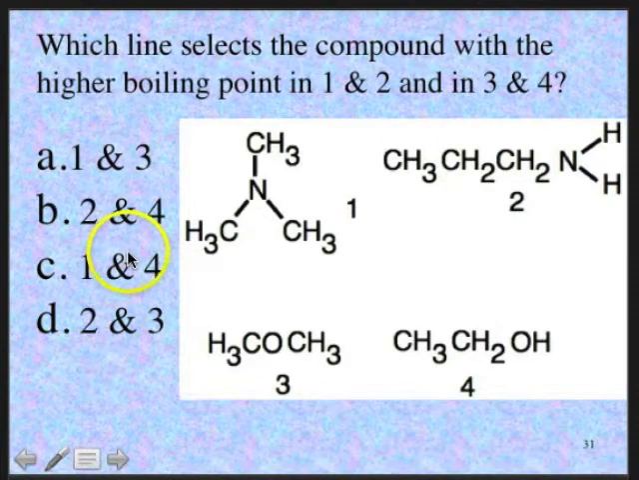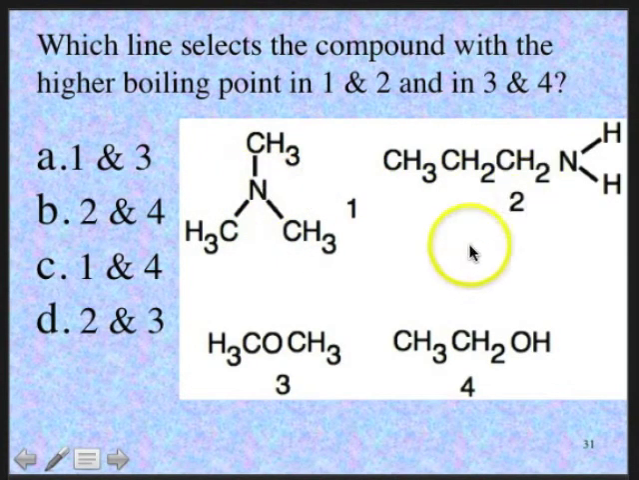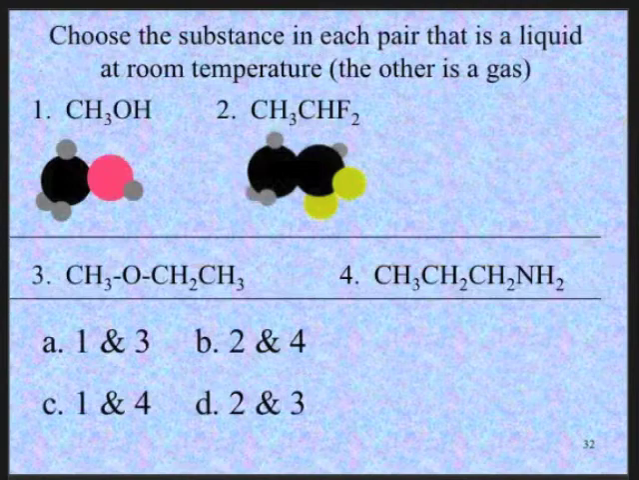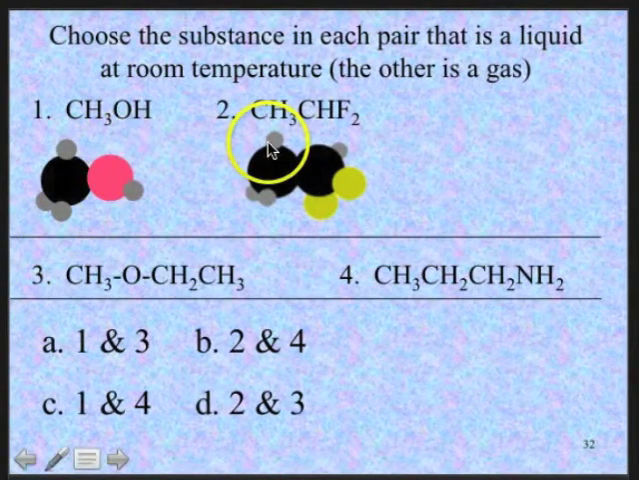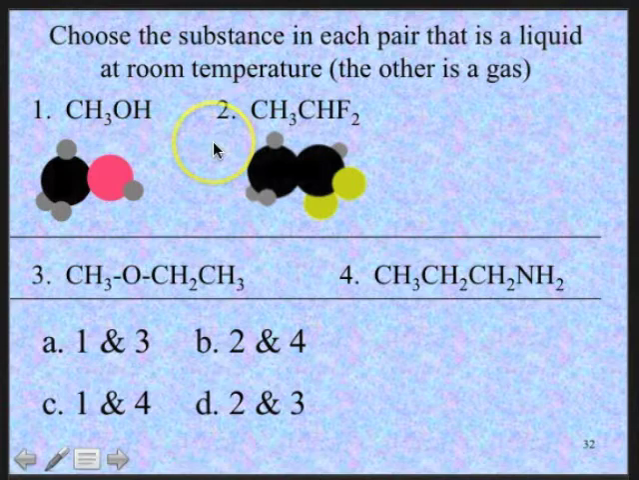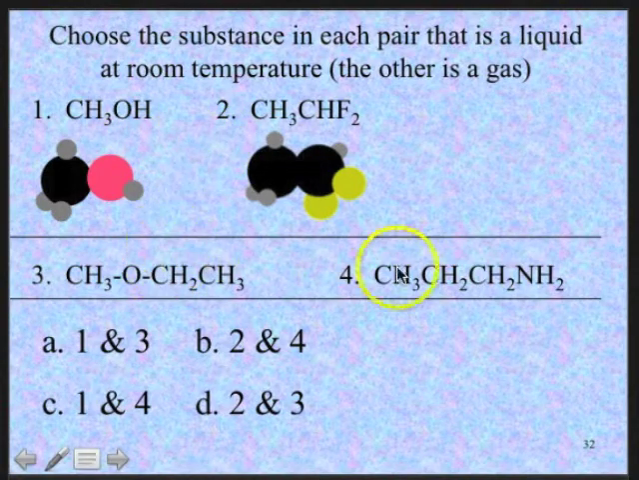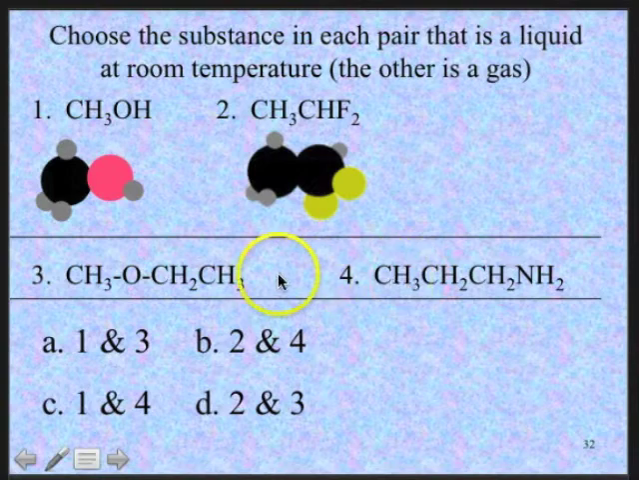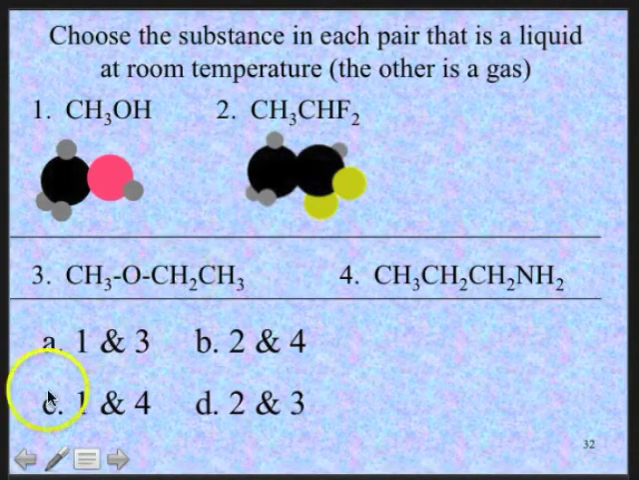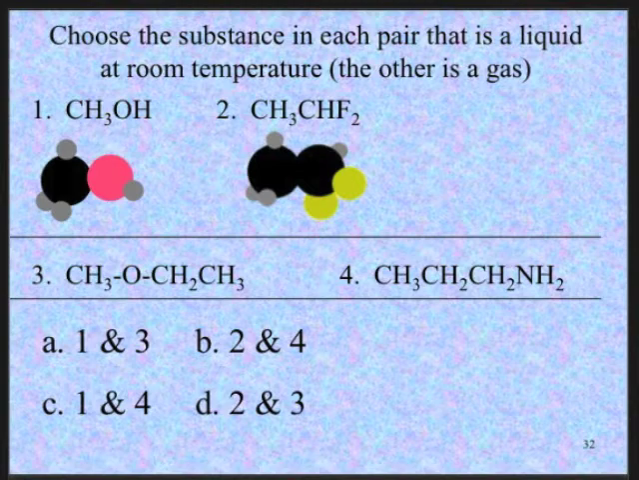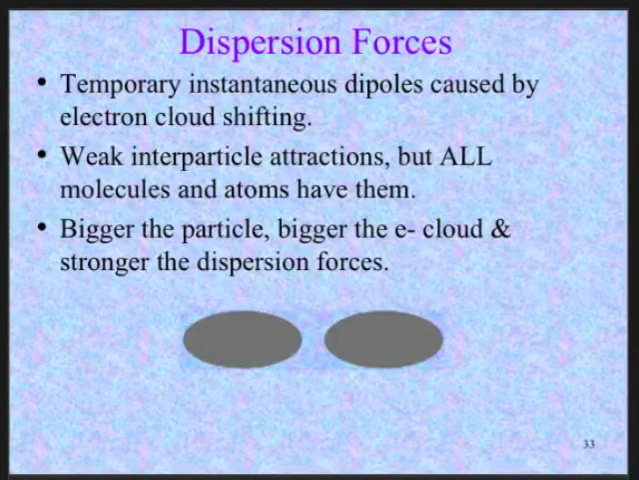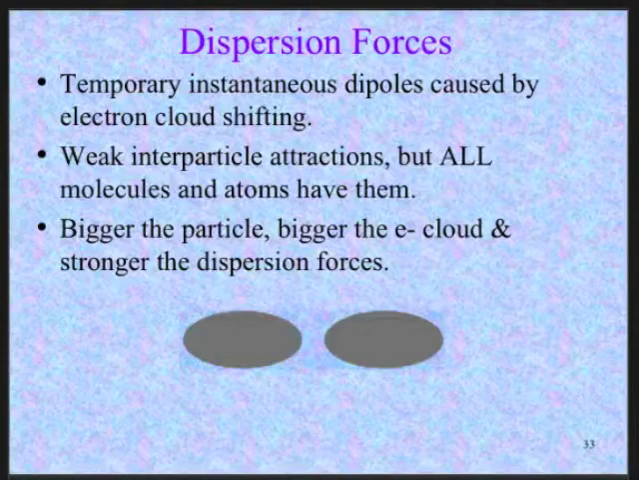And for this one, select the compound in each group that has the higher boiling point. Of compounds 1 and 2, which one has the higher boiling point? Of compounds 3 and 4, which one has the higher boiling point? And here's another. Again, between 1 and 2, which one is a liquid? The other one's a gas. And between 3 and 4, which one would be a liquid? The other one would be a gas. Can you identify those?